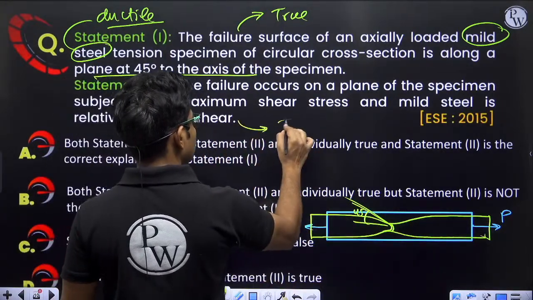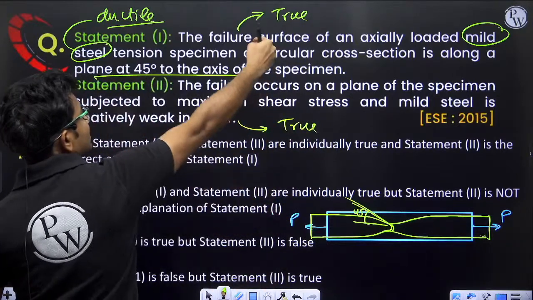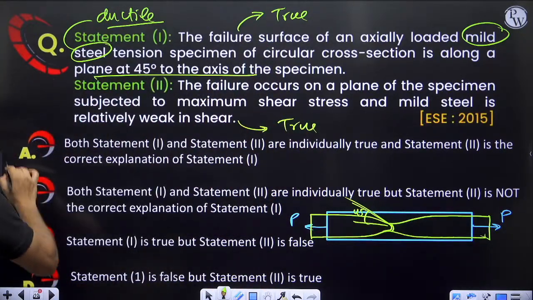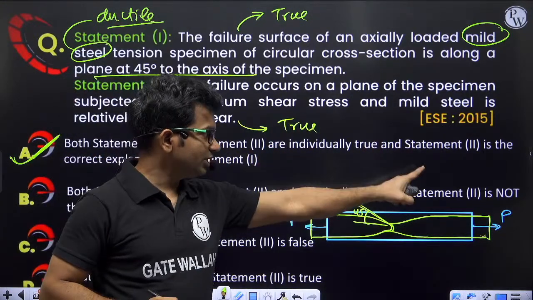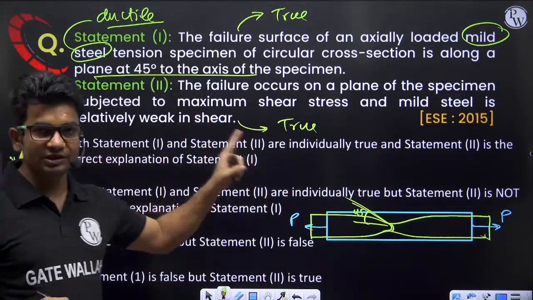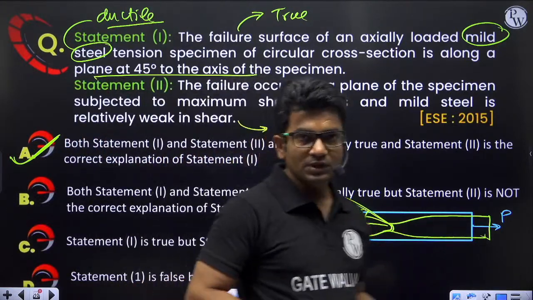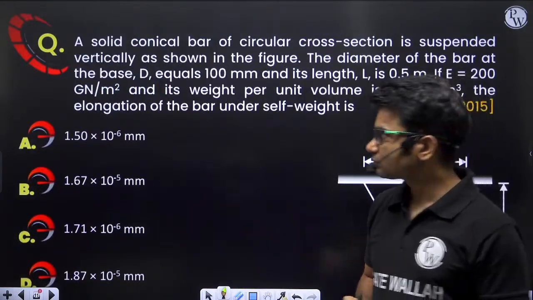So this is also true, and it is the correct explanation also. That means option A will be the correct. Both statement 1 and statement 2 are individually true, and statement 2 is the correct explanation of statement 1. Let's move on to next question.